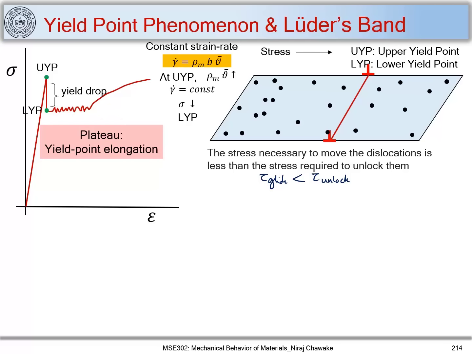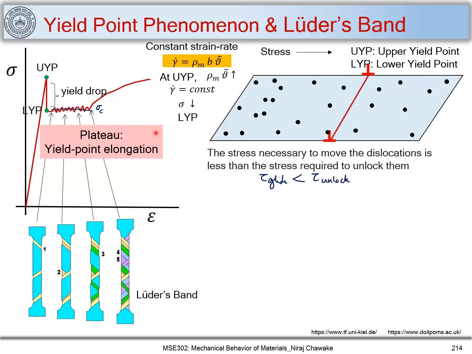As I go on deforming the material, you don't need a higher stress. So more or less the stress remains constant. So we have constant stress here, which is required to cause an elongation or a deformation. I'll be looking at why this is happening. This region, that is the plateau, is called yield point elongation.